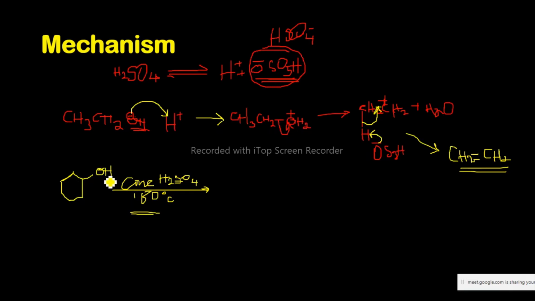So if you write cyclohexane with conc sulfuric acid at 180, what do you form? You can drop your answers in the chat box. But the mechanism, please do it. Try to do something.